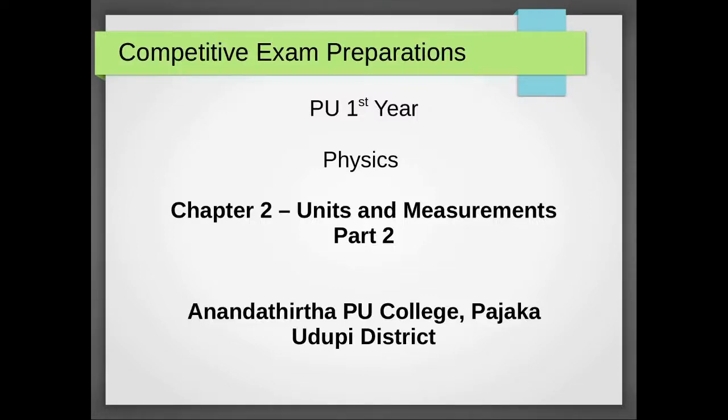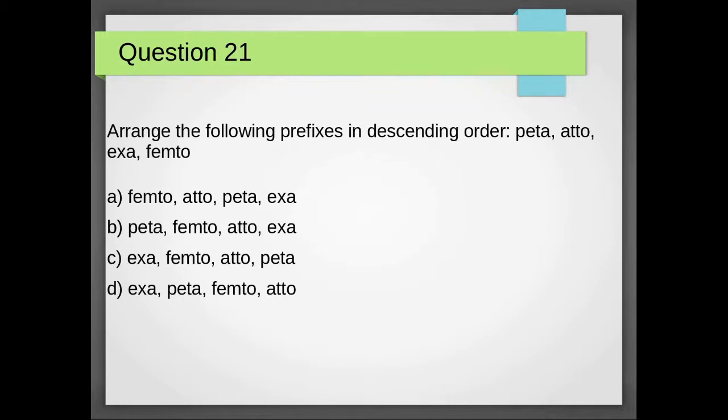Welcome back. We move on to the next 20 questions of the chapter Units and Measurements. Question 21. Arrange the following prefixes in descending order: peta, atto, exa, femto.